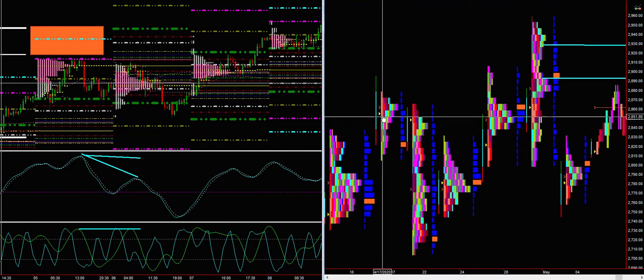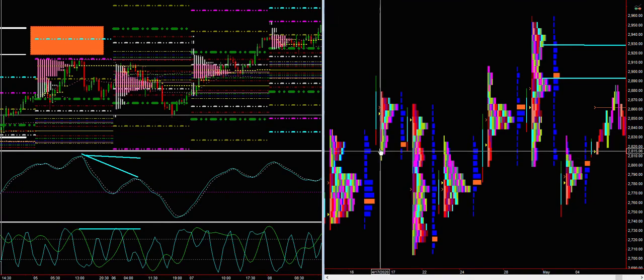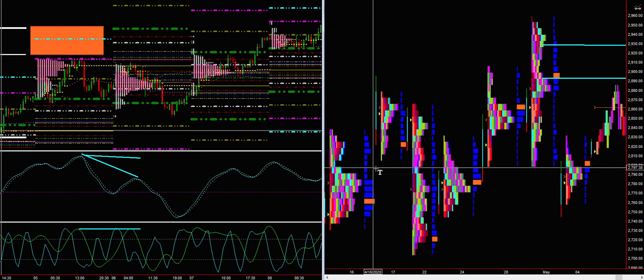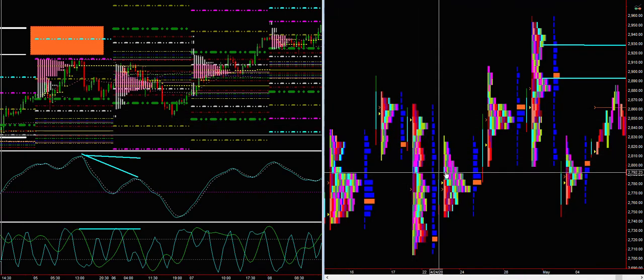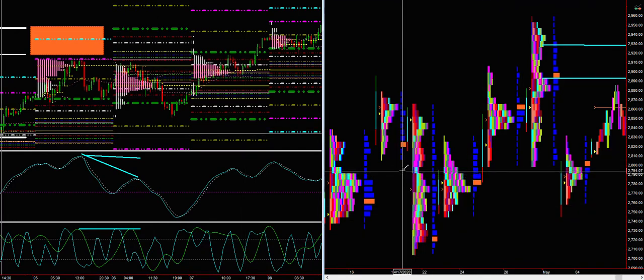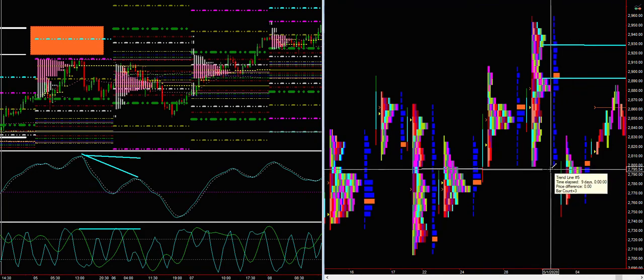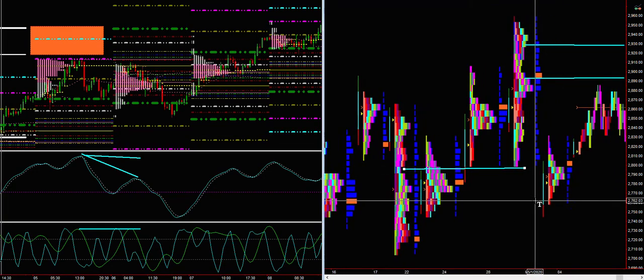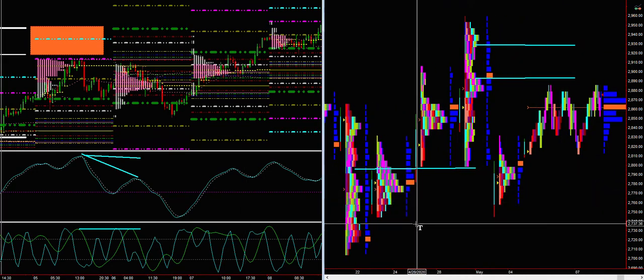Same thing here. This profile was built. It opened here, came down to test the C level and went up. So you mark these C points, right? So let's mark this C point. We'll just do one more example. So we're done with this free education. So there we go.